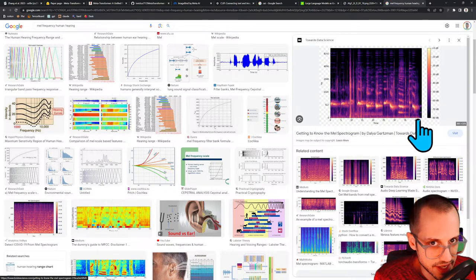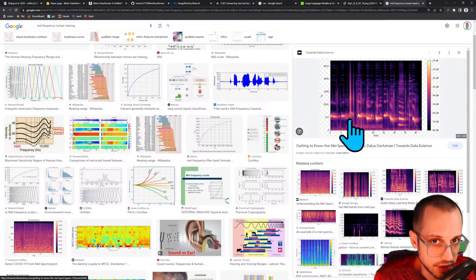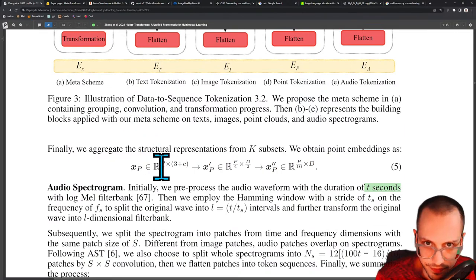And you have x-axis is time, so this is the duration of the sound. And then here you have basically which frequencies are present. And a lot of audio classification or audio generation, even generating audio, they basically generate these images. So they convert the audio into images, and then they deal with it as if it was an image. It seems like that's basically what they're doing here.